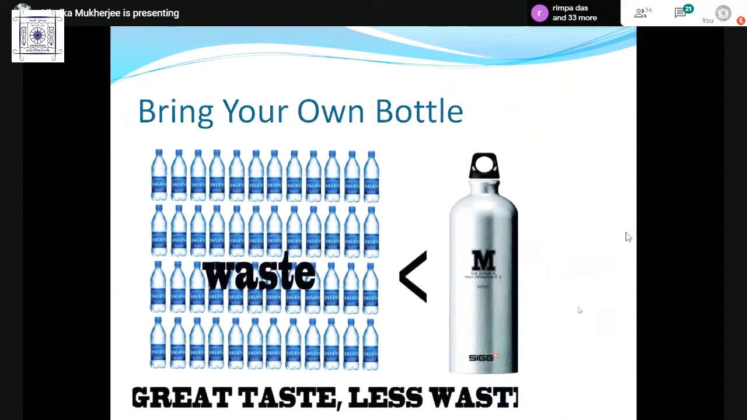They should bring their own bottle. So see, one bottle will last for years. On the other hand, if you're buying water, you are consuming a lot of plastics in the process. So you should bring your own bottle. You should always carry your own bottle.